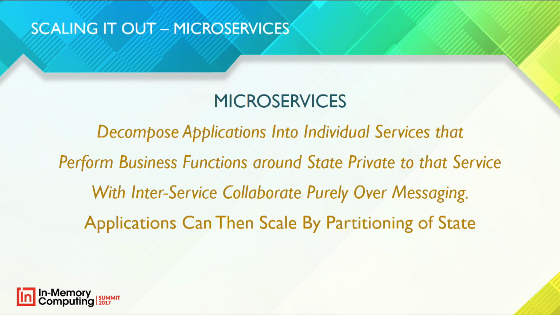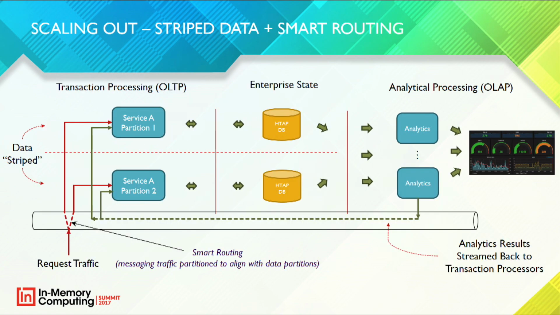And once I've got that state broken out, I can now further partition that state based on some sort of useful business dimension to scale that very narrowly focused microservice. So what does that look like in an architecture where we're using an HTAP DB? We can see in this diagram here that we've now striped the data.